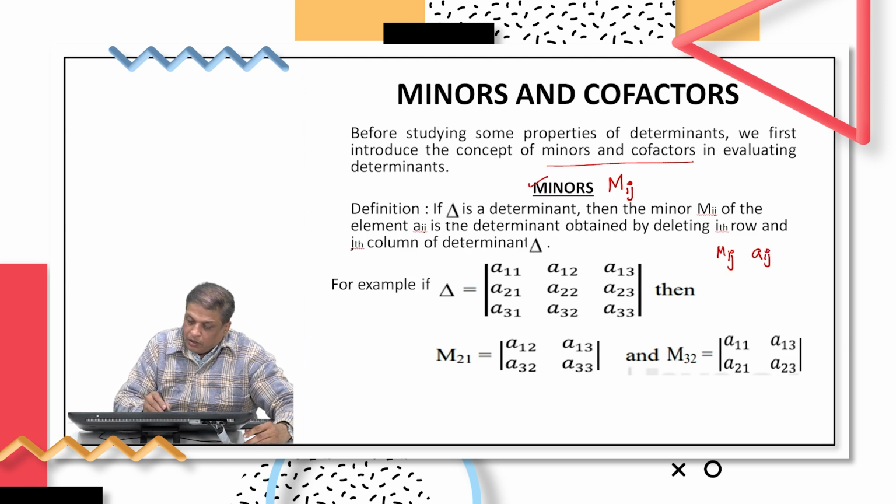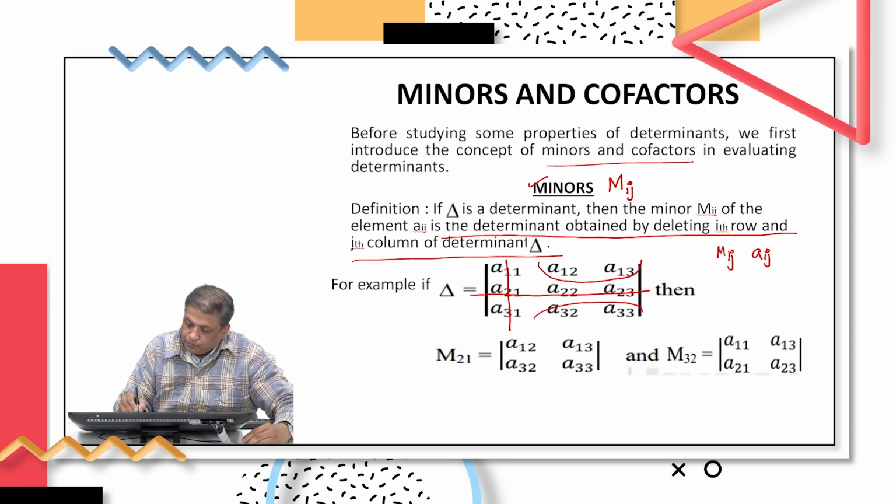So if I say M21, that is second row and first column. So what are the elements remaining? These two and these two. So that means A12, A13, A32, A33. The determinant of the remaining elements A12, A13, A32, A33 will comprise the minor M21.